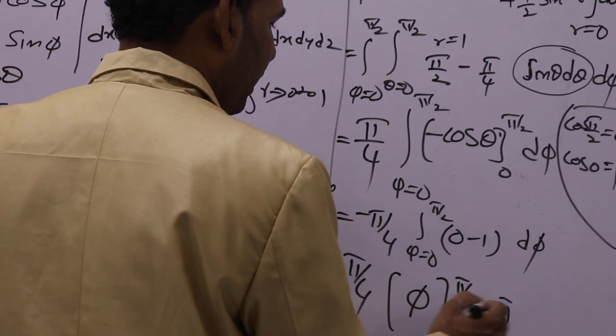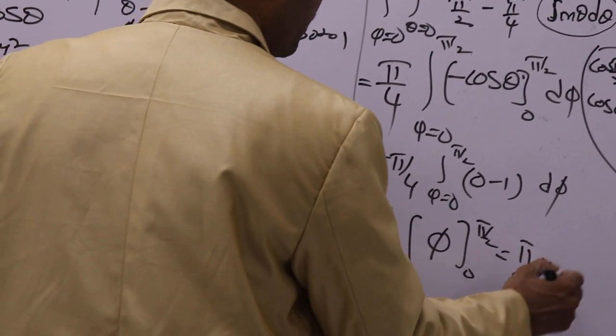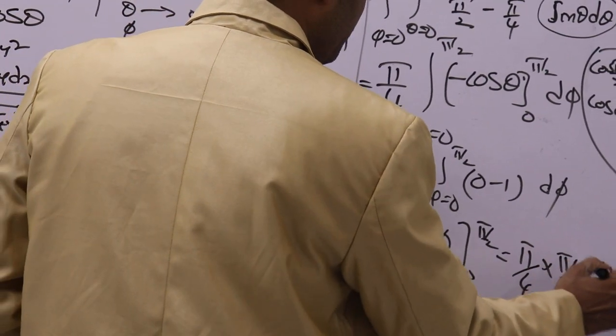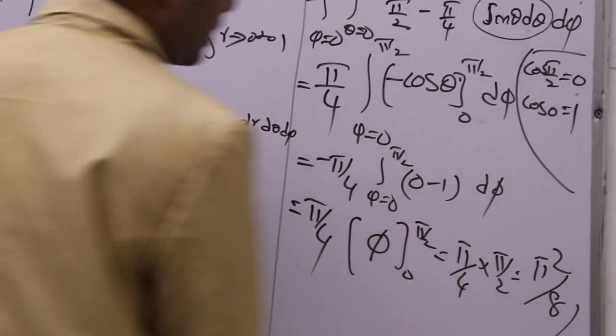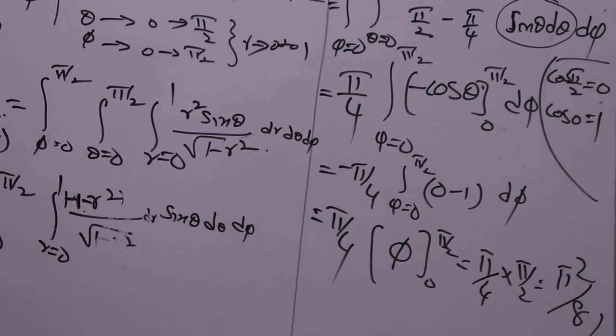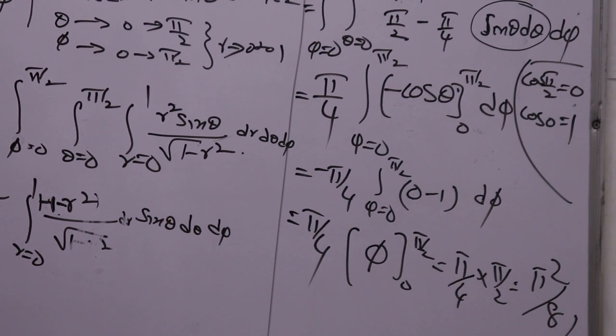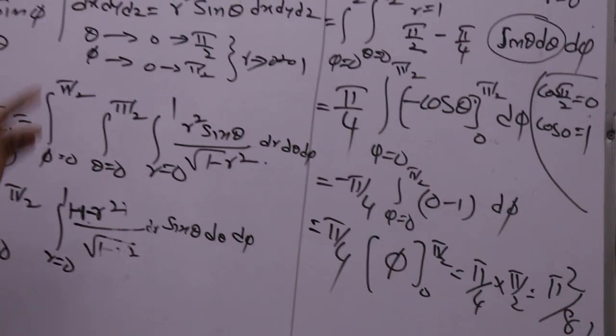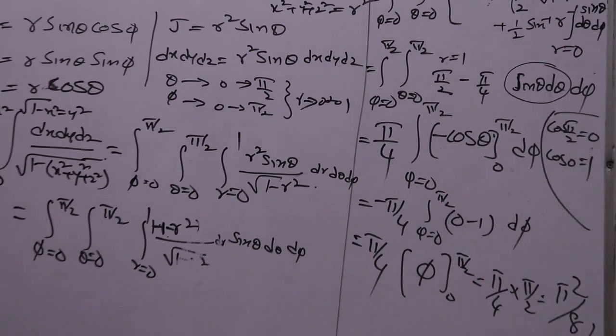So finally, what you will get? Pi by 4 into pi by 2, that is pi square by 8. Are you clear? This is the way we convert Cartesian to polar coordinates, the spherical polar coordinate system. Any doubts you may express.